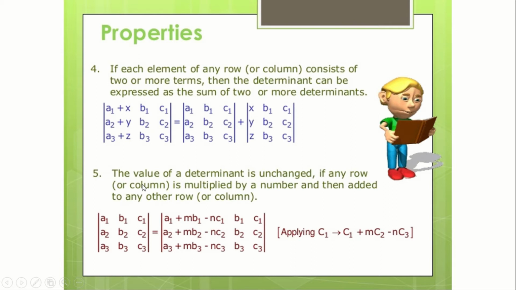So moving on to the fifth property, the value of a determinant is unchanged if any row or column is multiplied by a number and then added to the other row.